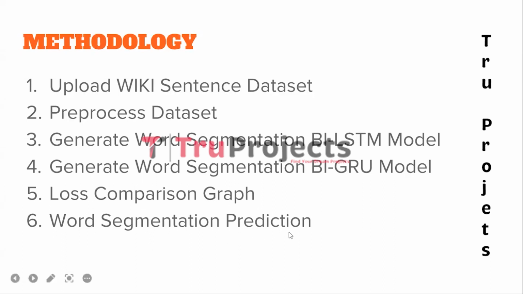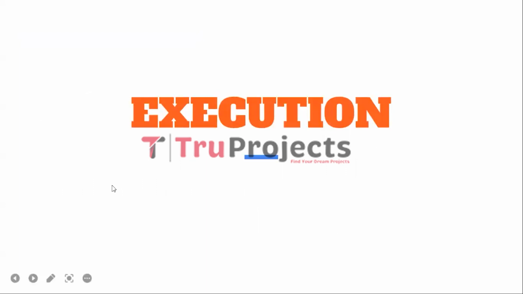And the final module is Word Segmentation Prediction. In this module, the trained models are utilized to predict word segmentation for the new input data. The model takes an input sentence and predicts the corresponding word segmentation by assigning a unique ID to each word. The predicted word segmentation can then be compared against the ground truth to evaluate the accuracy and effectiveness of the model. The execution of the project.